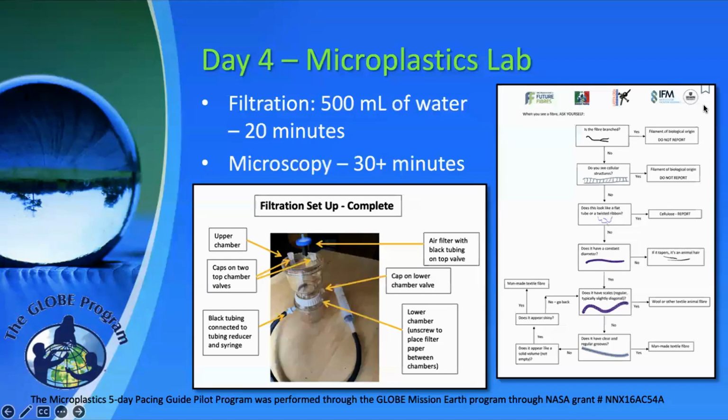Yeah, so here's the fun part, right? Not that the other stuff isn't fun, but this is what we're all waiting for, this idea of the microplastics lab. To make a long story short, we're taking 500 milliliters of sample water, and we're running it through a filtration system with an upper chamber, lower chamber, and a piece of filter paper that's no larger than 0.47 microns.